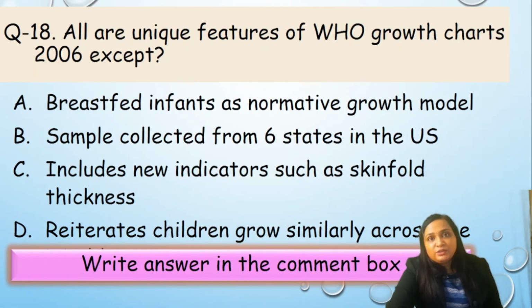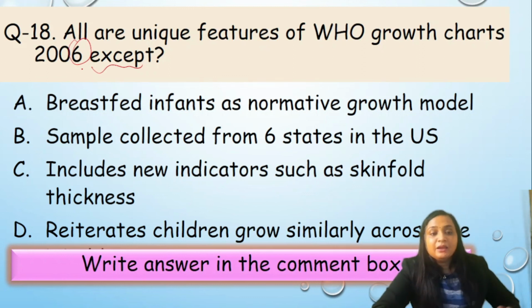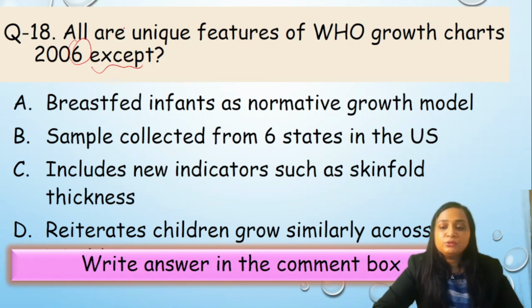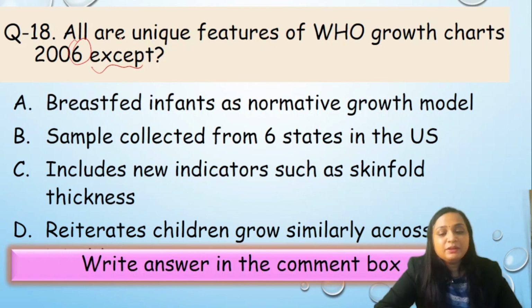So the last question of series 2, question number 18. All are unique features of the 2006 growth charts except, and here it is except. Our options are: A, breastfed infants as a normative growth model; B, samples collected from 6 states of US; C, includes new indicators such as skinfold thickness; or D, reiterates that children grow similarly across the globe.